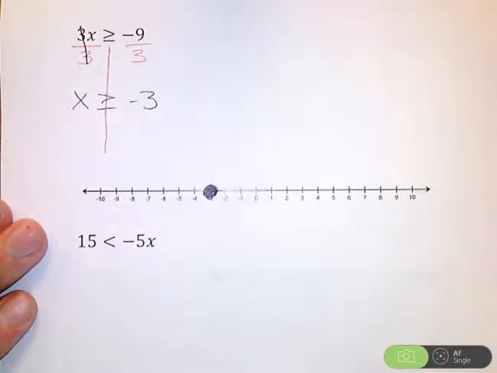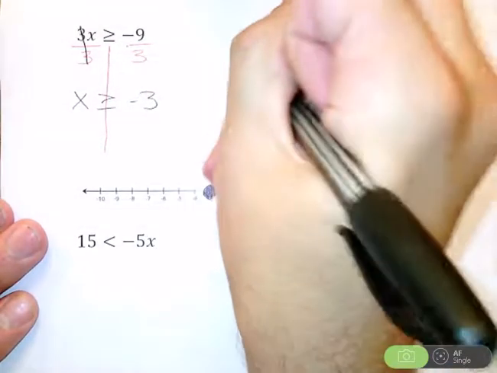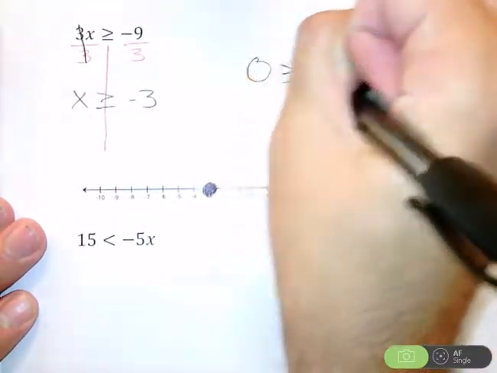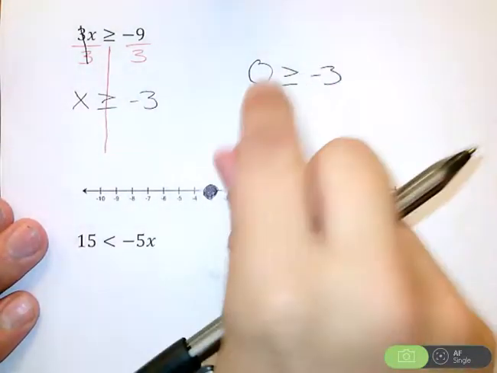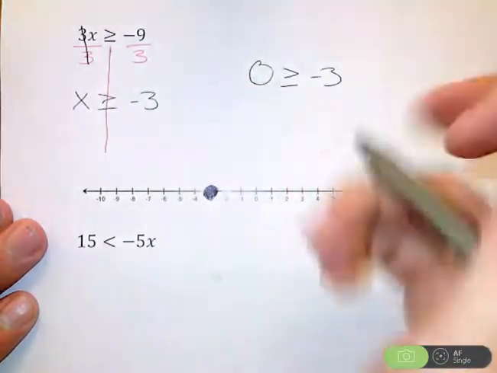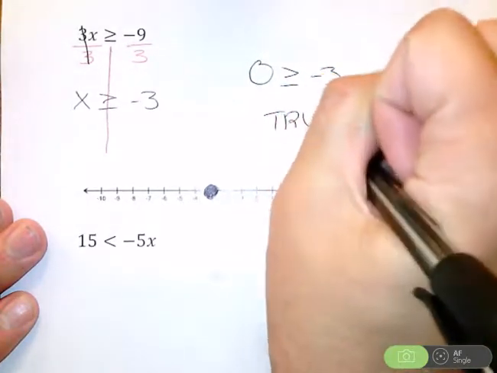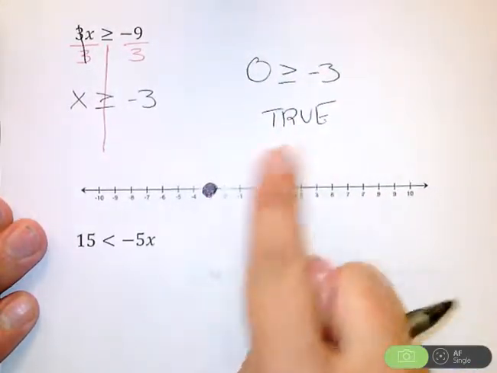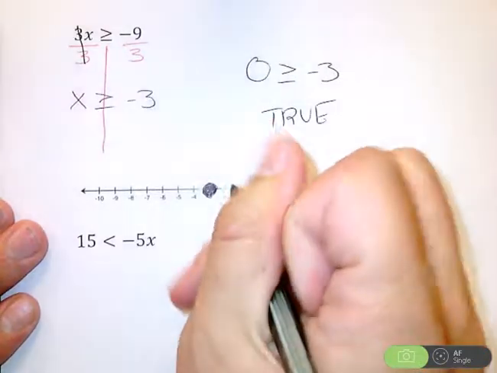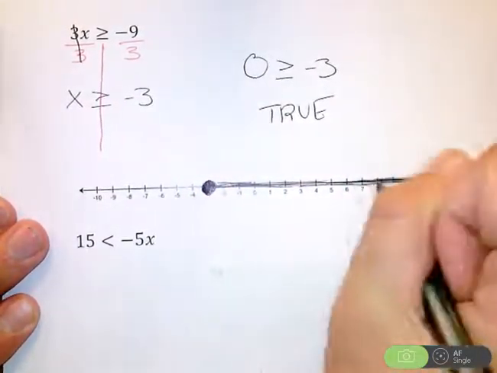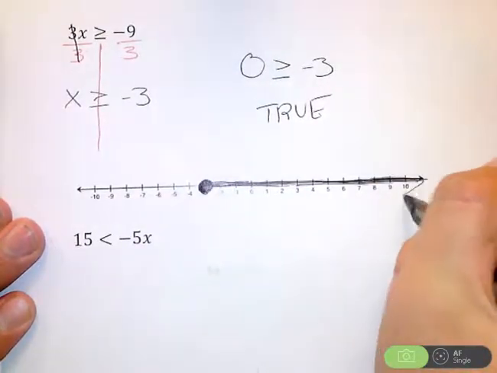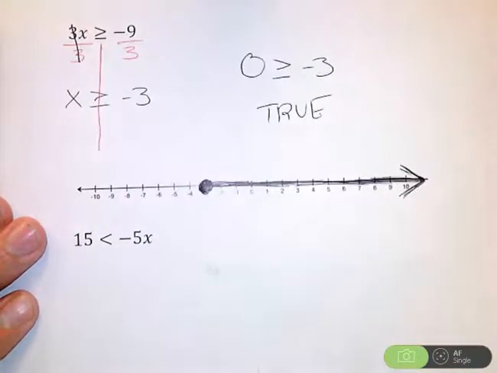And then I'm going to plug in 0 to figure out if I'm going towards 0 or away from the 0. So if I plug in 0, 0 greater than or equal to negative 3. And I got to ask myself, is 0 greater than or equal to negative 3? It is. It is true, so we're going to go towards the 0. Well, 0's on the right. So I shade this little bit over here. Just like that.